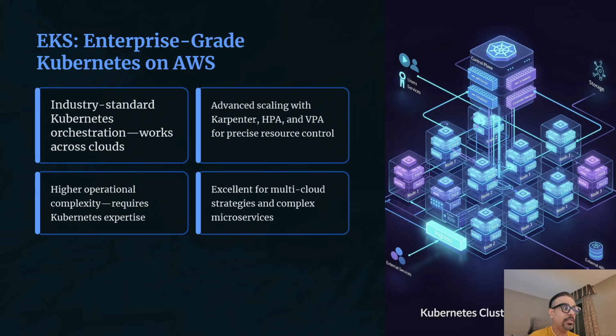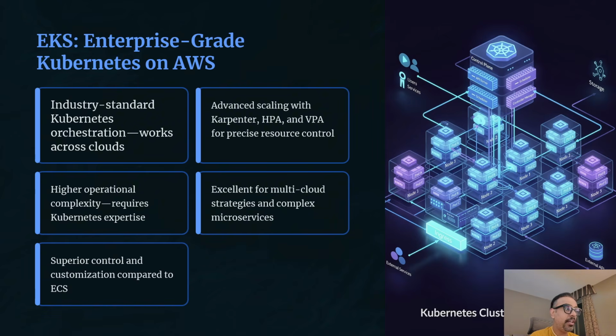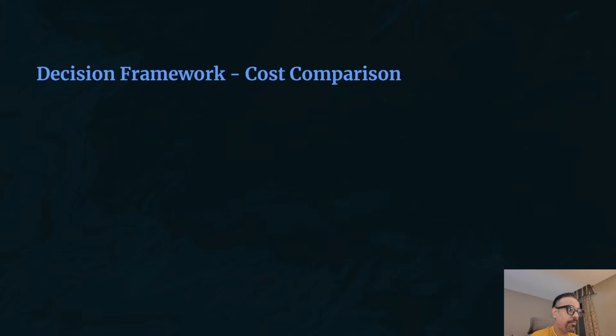EKS is the choice for teams that already use Kubernetes, need multi-cloud capabilities, or run complex microservices architectures with hundreds of services. So it's an enterprise tool for enterprise problems with superior control. Now let's talk about money because cloud cost matters.